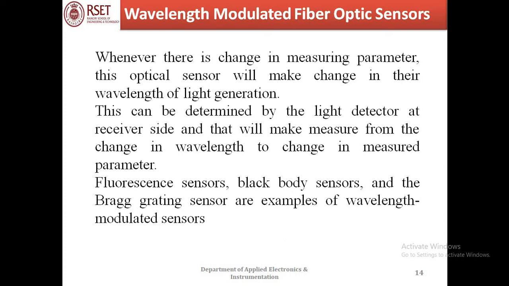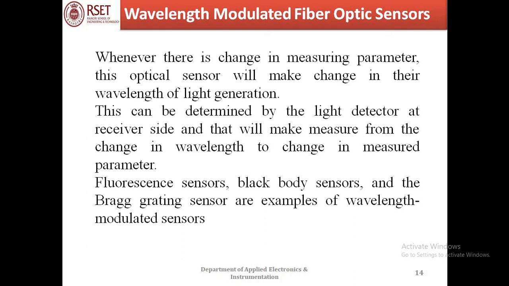Next is wavelength modulated fiber optic sensor. In wavelength modulated sensors, it uses the principle that changes in the wavelength of light for detection. Fluorescent sensors, blackbody sensors, Bragg grating sensors are examples of wavelength modulated sensors.